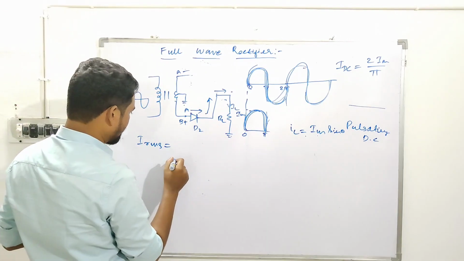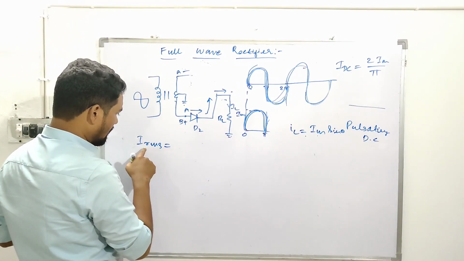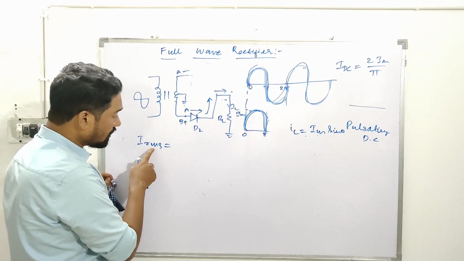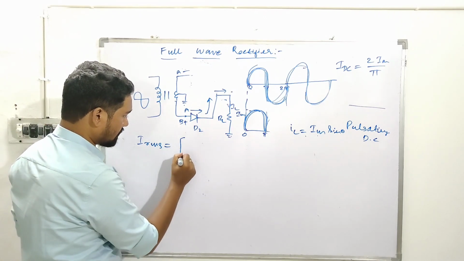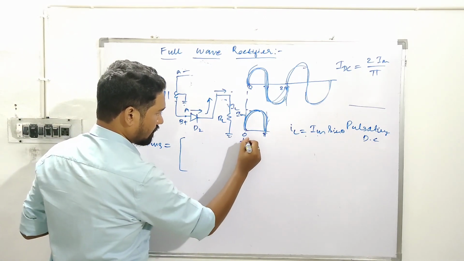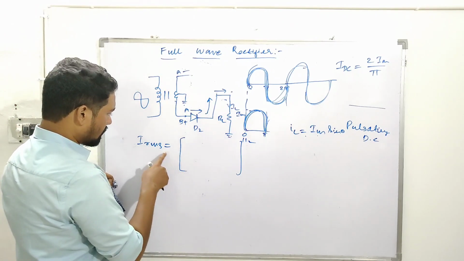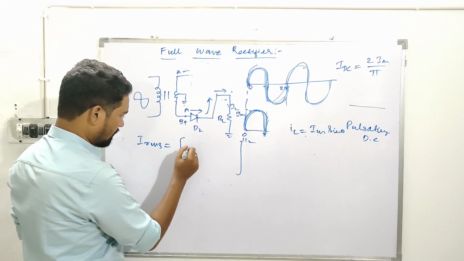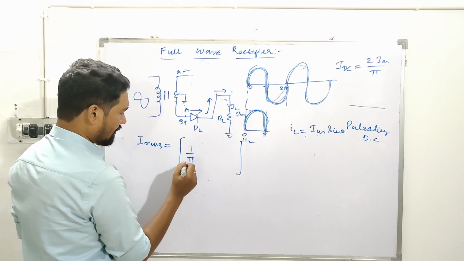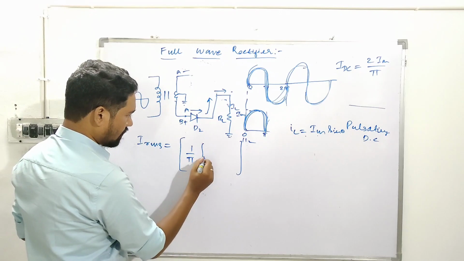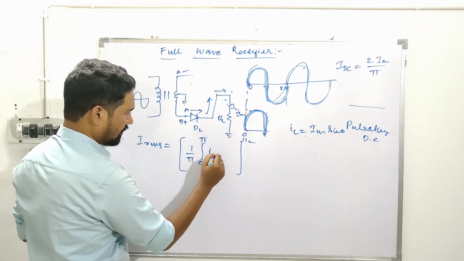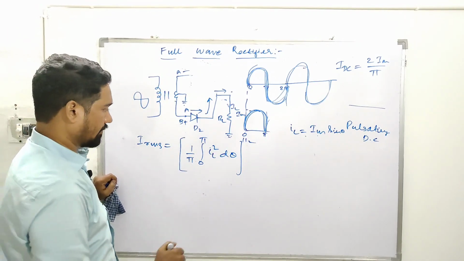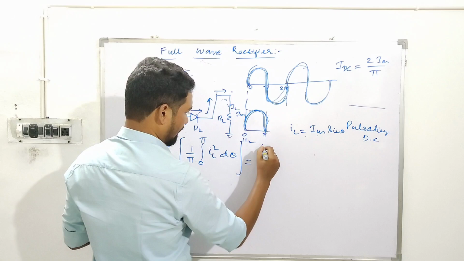So how to evaluate that? We have a formula for that also. What do you mean by RMS? Root mean square, isn't it? Here, this is for the root, and we carry on with the root. And for the square, the mean means 1 by pi, and the integral 0 to pi of IL square d theta will give us the RMS value.